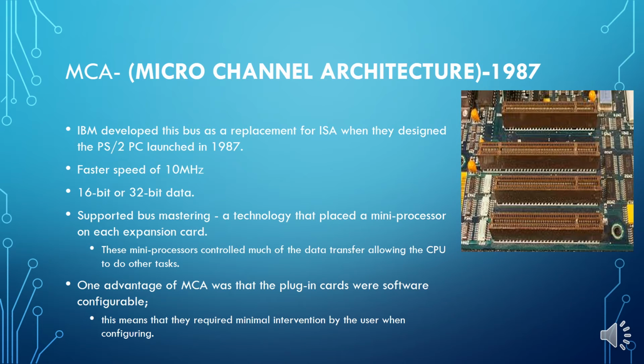Next is MCA, Micro Channel Architecture. It was developed by IBM and was a replacement for ISA when PS2 PCs were launched. PS2 means PCs having PS2 ports were launched. At that time, the MCA bus was introduced. So it was supporting 10 megahertz speed, and 16 and 32-bit data.